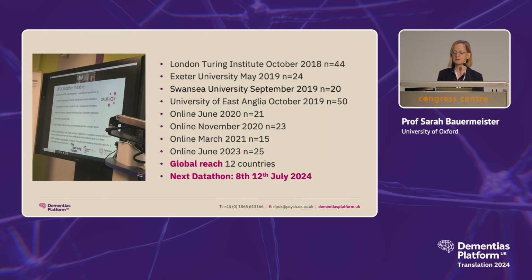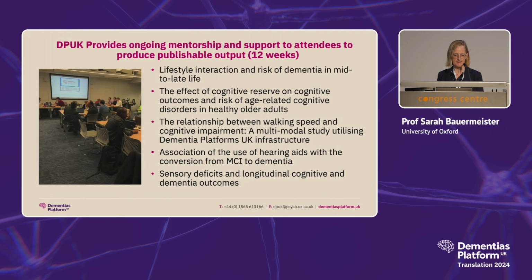These are the events that we've run over the last few years. We don't make them too big. We're actually capping them now at 30, so that we can keep it a manageable group to take forward for a publication. And the important thing is our next Datathon is the 8th to the 12th of July. Please do visit our website to express your interest, because the Datathons do fill up exceptionally quickly.